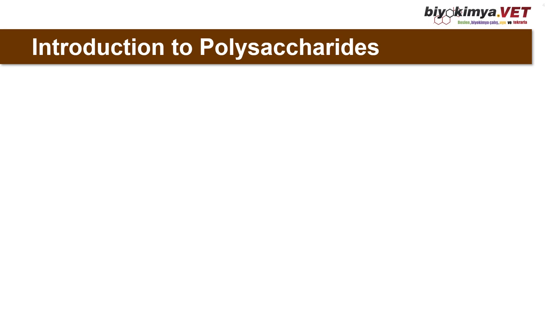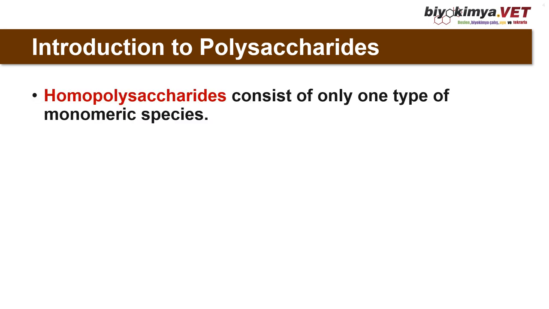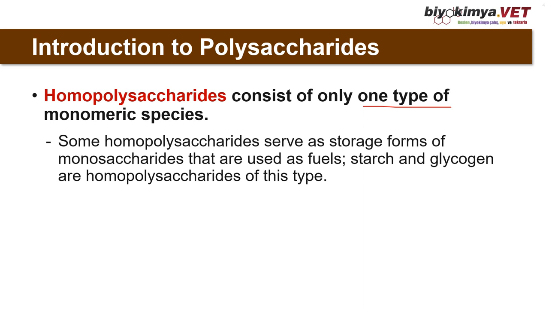Now you know that there are two subclasses of polysaccharides, as I mentioned on the previous page: homo and heteropolysaccharides. Homopolysaccharides consist of only one type of monomeric species, only one type of monosaccharide. Some homopolysaccharides serve as storage forms of monosaccharides that are used as fuels, and good examples are starch and glycogen. Other homopolysaccharides, such as cellulose and chitin, serve as structural elements in plant cell walls and animal exoskeletons.